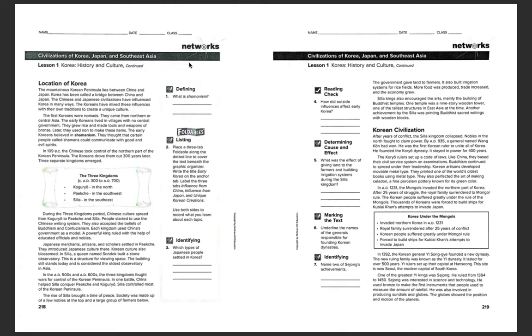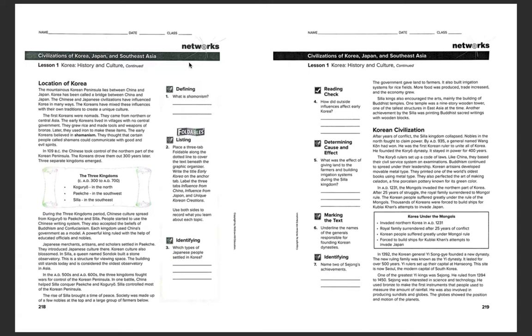Japanese merchants, artisans, and scholars settled in Paekche. They introduced Japanese culture there. Korean culture also blossomed. In Silla, a queen named Sundok built a stone observatory. This is a structure for viewing space, an observatory is. The building still stands today and is considered the oldest observatory in Asia.